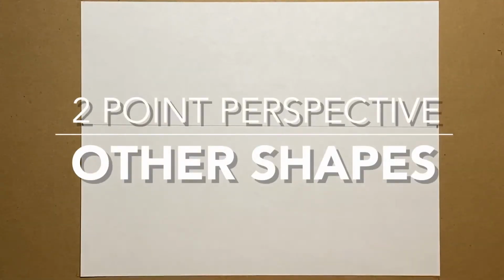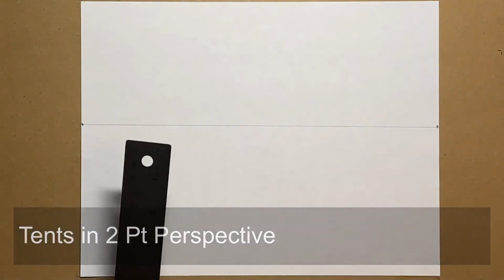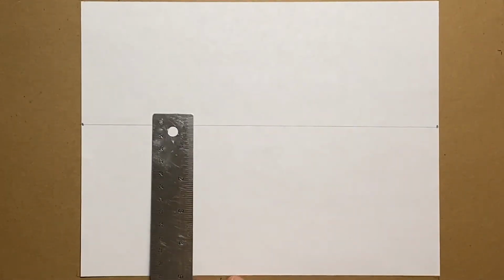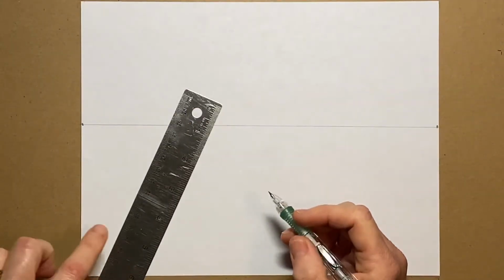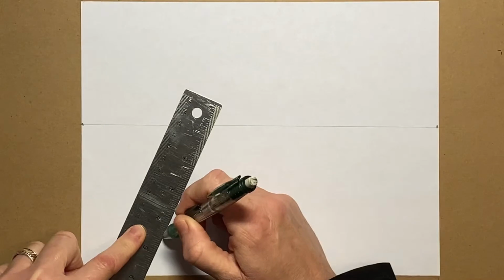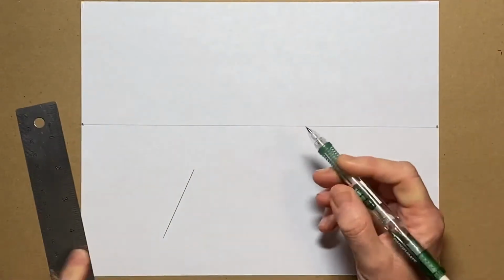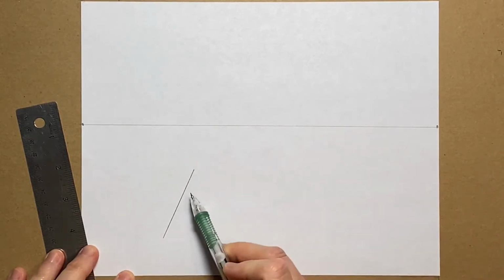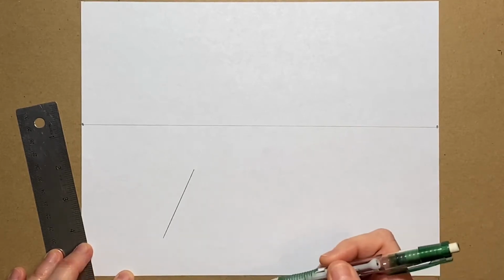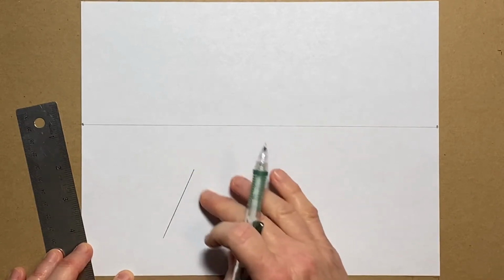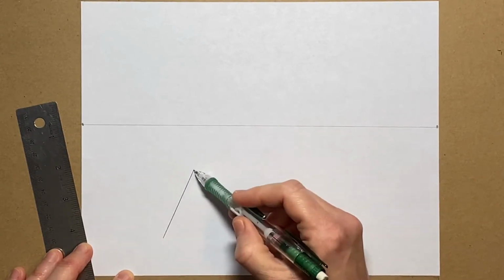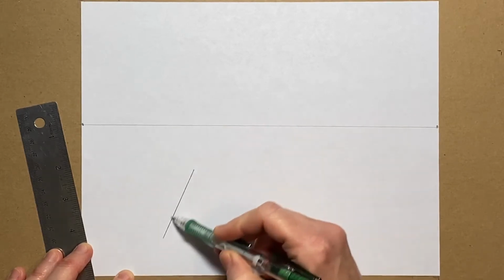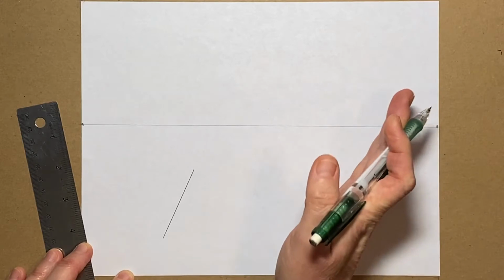To start off with a tent below our horizon line, we're going to start with a line, but instead of starting with a vertical line, we're actually going to start with a diagonal line. This diagonal line is still the corner of my tent. Now, the first thing that you have to decide is which direction your tent is going to be facing. My opening is going to be right here. So I put my line at a diagonal going from right to left.